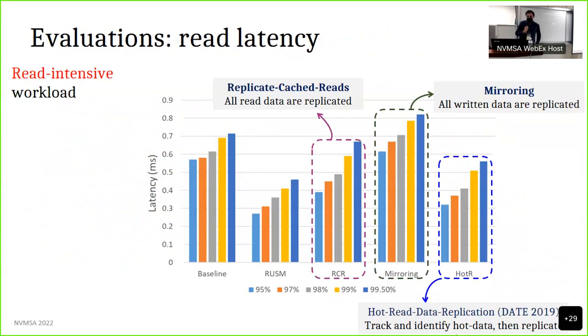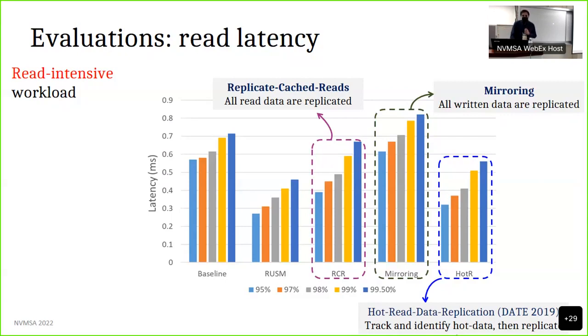Now let's talk about the evaluation. From the read latency perspective, in addition to the baseline, we compare RUSM to three other replication techniques. Two of them are heuristic, and one of them we take as a comparable approach to our paper. The first one is replicate cache reads. We simply replicate all the reads previously cached in the system and ejected from the read cache because there is no space. The second one is mirroring. We simply replicate all the written data to the SSD. And the last one is hot read data replication, which is an on-demand data replication that tracks all the data in the system, decides which one is hot, and on demand copies that into a staged area.